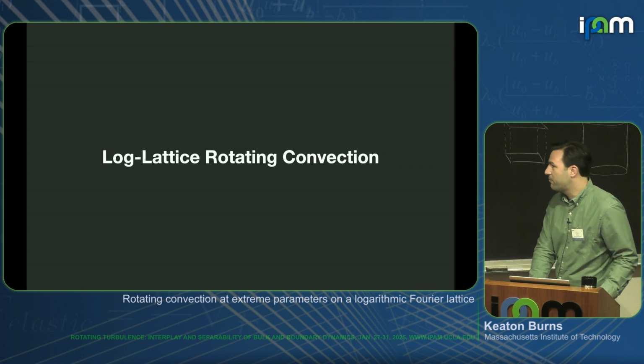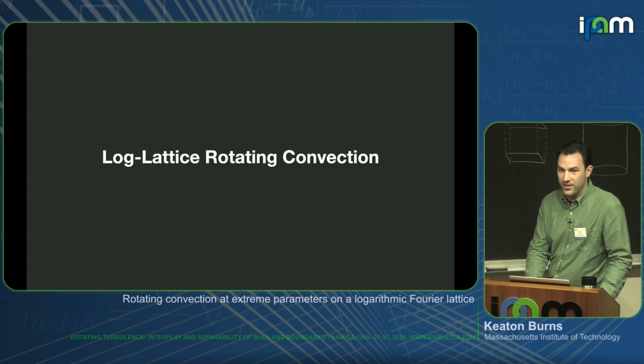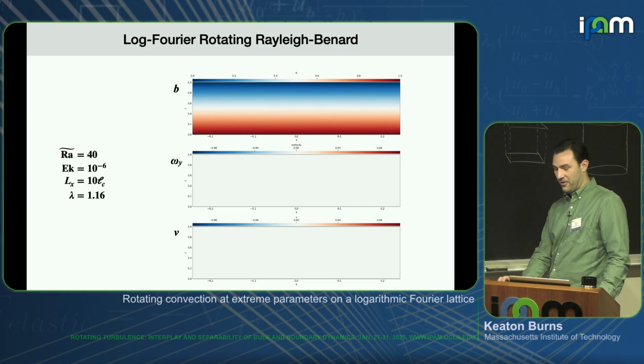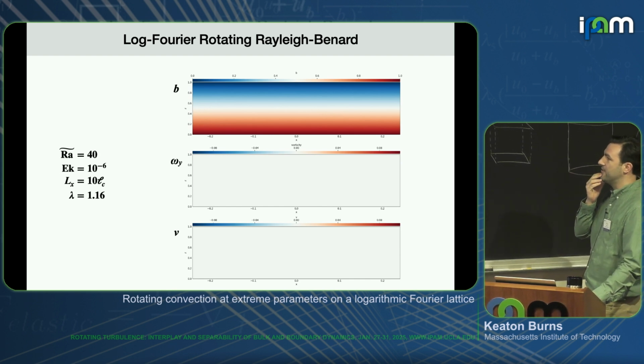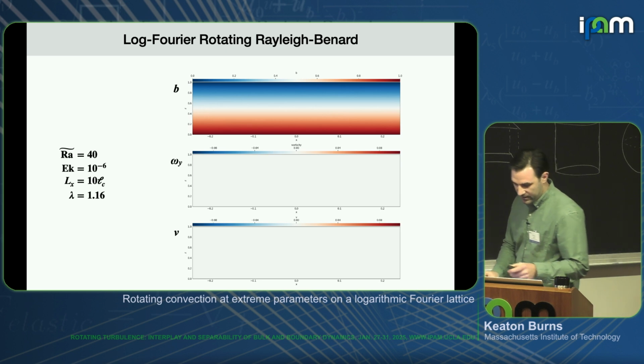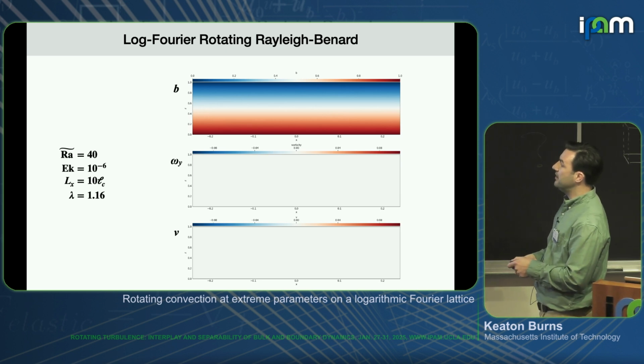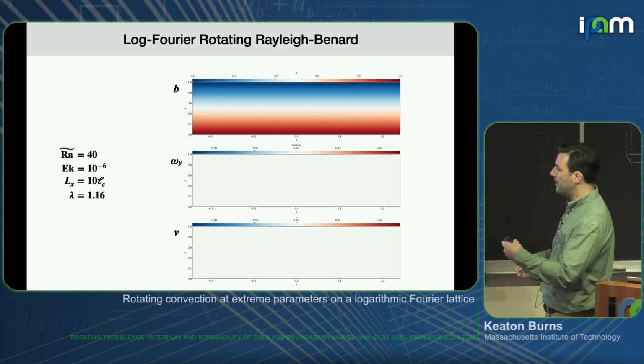So these are the preliminary results for rotating convection. Obviously, it ended up being much harder than I thought, so we're not as far as we wanted to be, but I think there are a few interesting things to show so far. This is a movie of the simulation: buoyancy, vorticity, and now in-plane velocities.